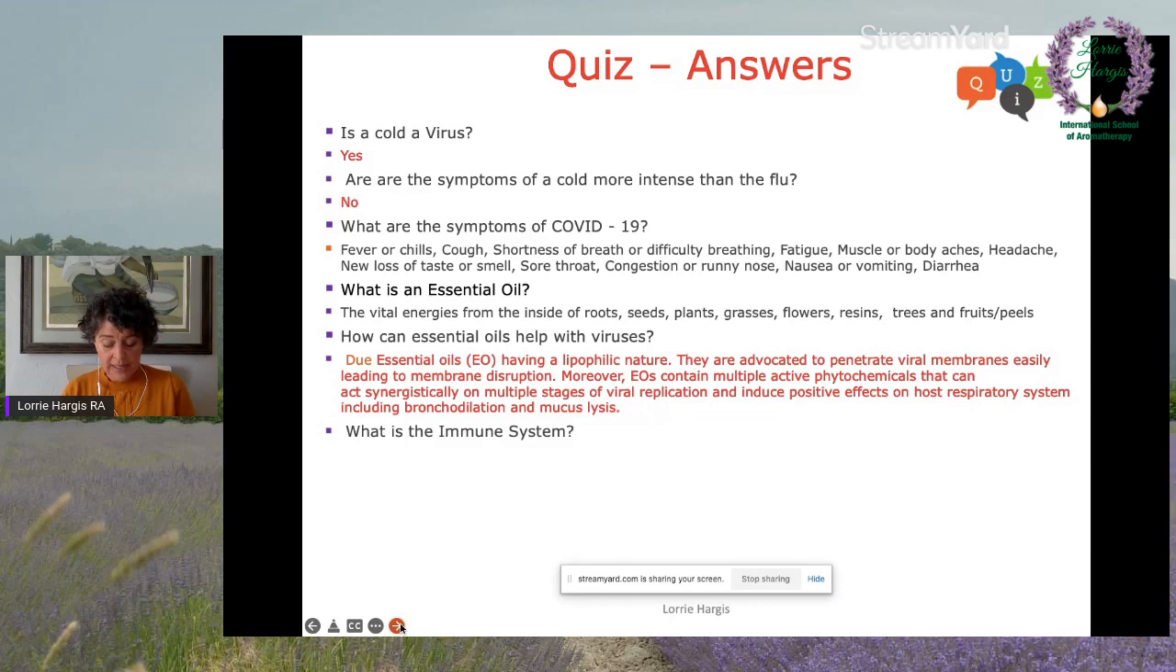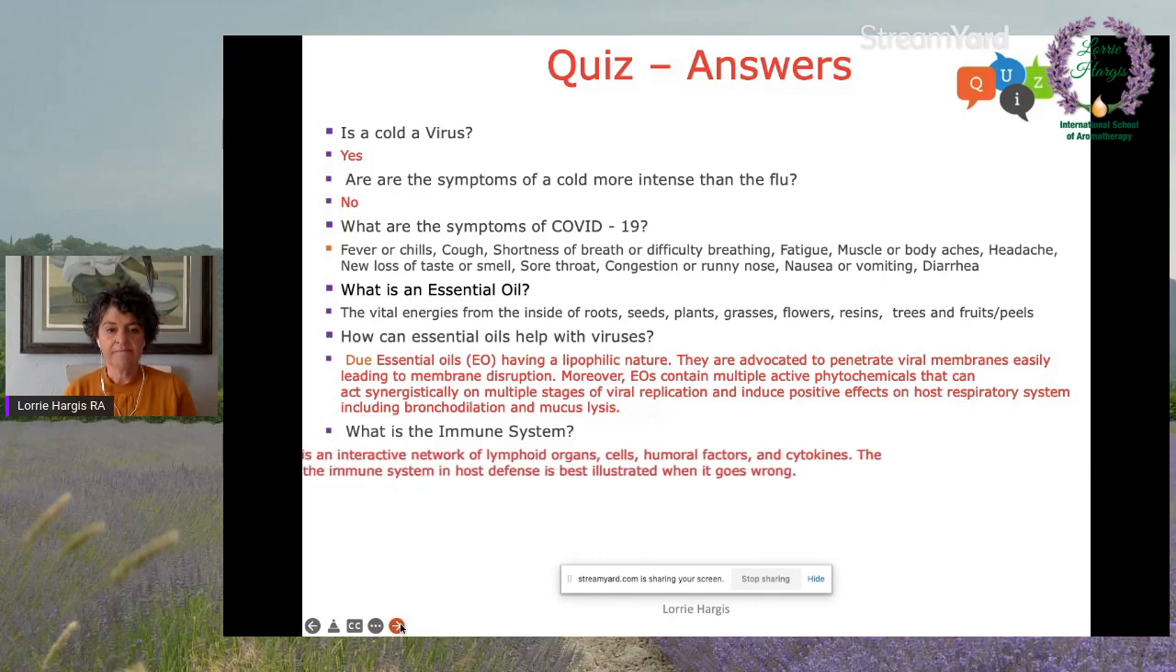The part of the body that fights off infection. Okay, the immune system is an interactive network of lymphoid organs, cells, humoral factors, and cytokines. The essential function of the immune system in host defense is best illustrated when things go wrong, right? It helps fight off the virus or bacteria or whatever it is that's trying to come into our body, or toxins, right?